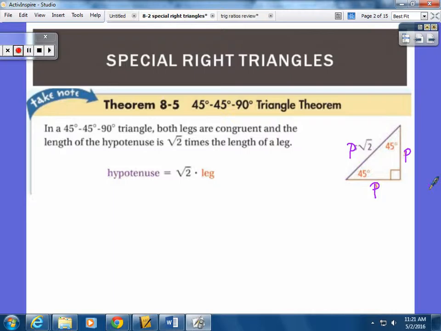So in a 45, 45, 90, the legs are both the same length. So we mark those with P. And the hypotenuse is P, or the leg, times the square root of 2. Leg times the square root of 2. So since the leg, we're using the variable P, it would be P square root of 2.